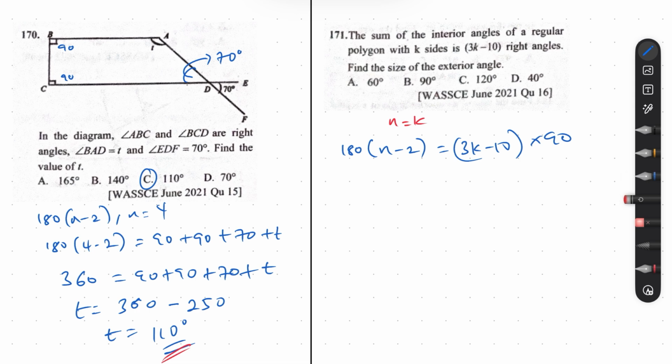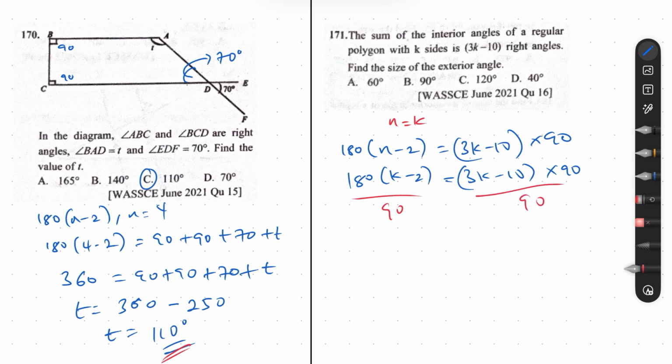But we know that our n is equal to k. So we can just put k in place of our n. So that means 180 times k minus 2 is equal to 3k minus 10 multiplying 90. Here we can divide both sides by 90, so we can cancel 90 out. This 90 cancels this 90, and 90 goes into 180 twice.